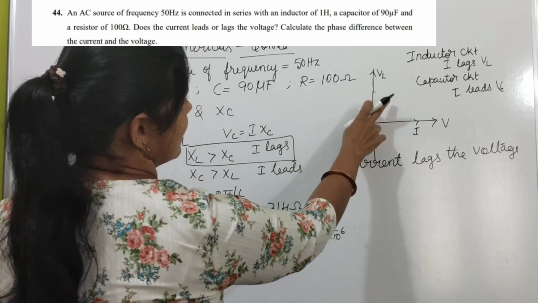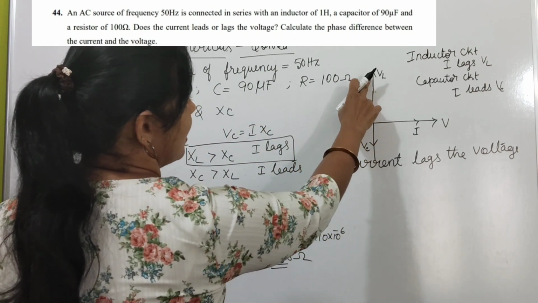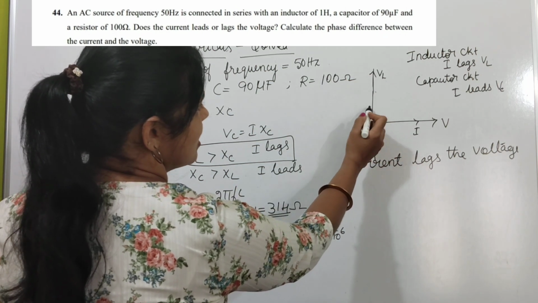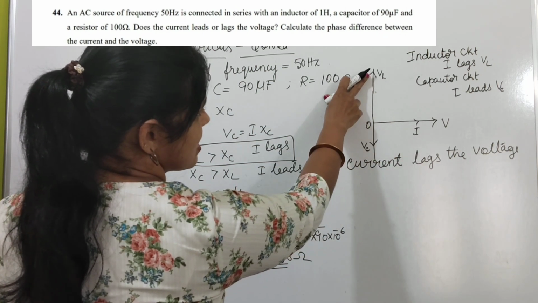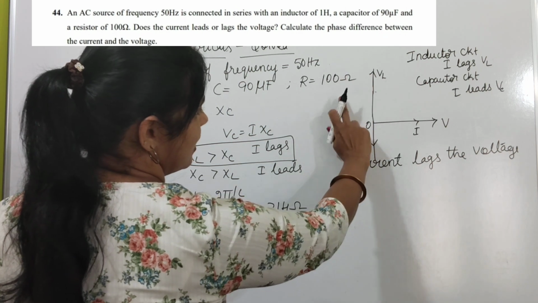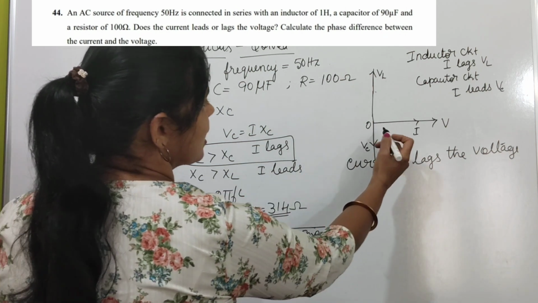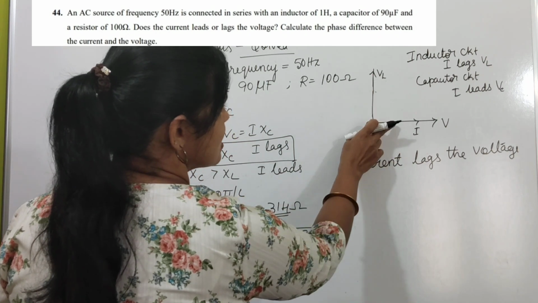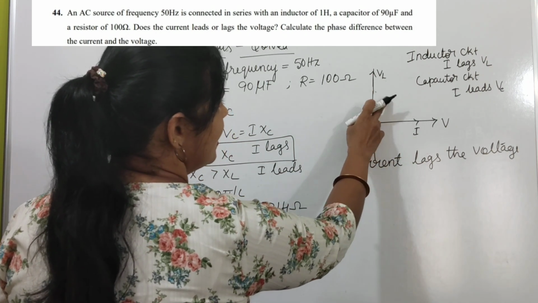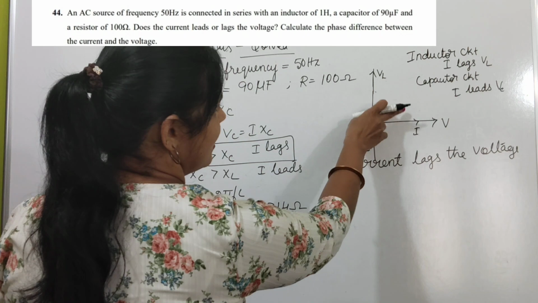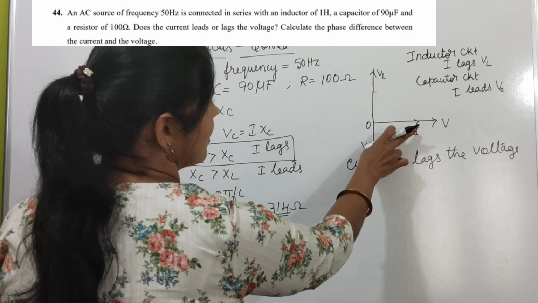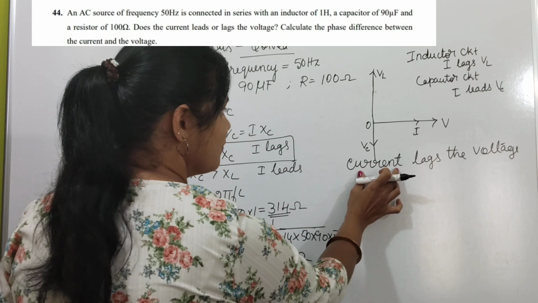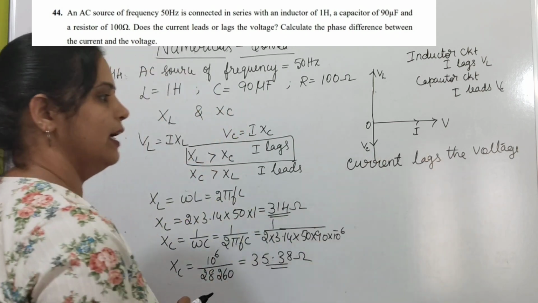So VL is greater means, here we are writing VL along the positive y-axis. See, this is a rotating vector. Phasor is a rotating vector which is rotating in anti-clockwise direction. Our current is along the x-axis, whereas VL is along the y-axis, means here it is already leading. Voltage is ahead of current. So voltage is leading the current, or in terms of current, current lags the voltage.